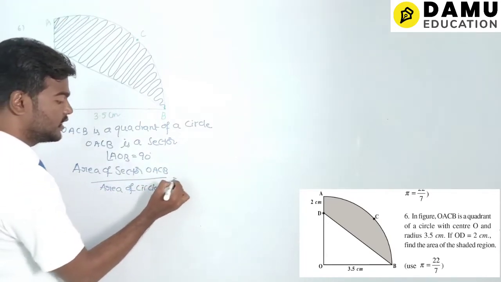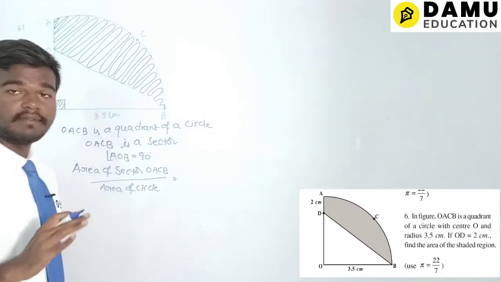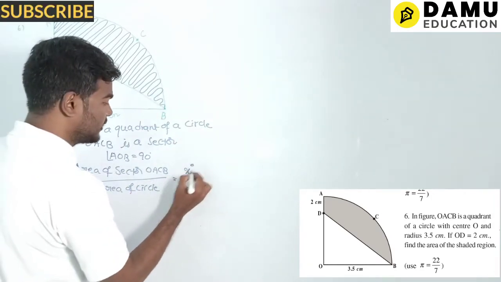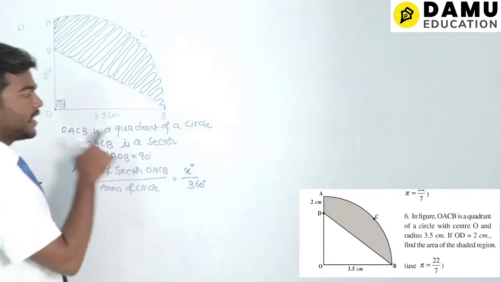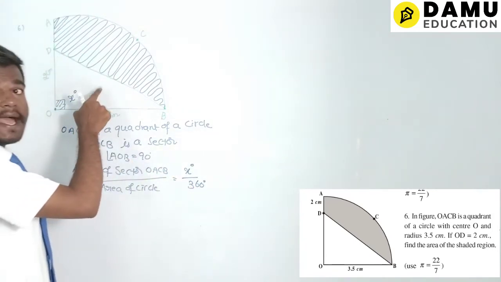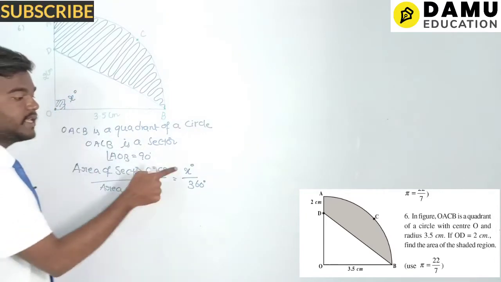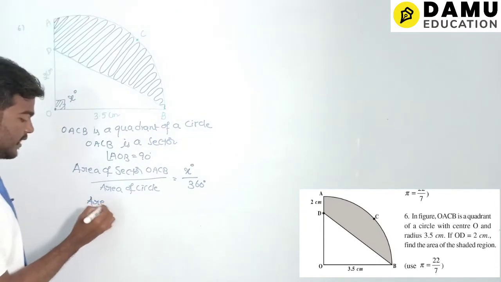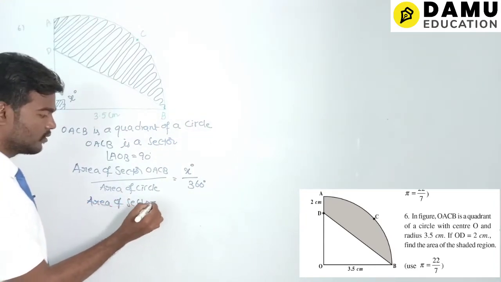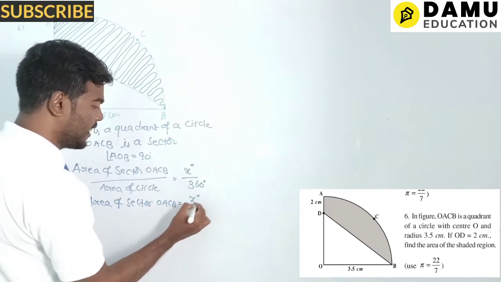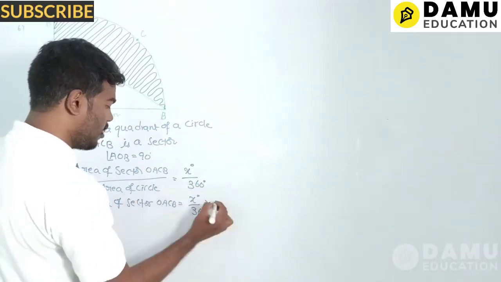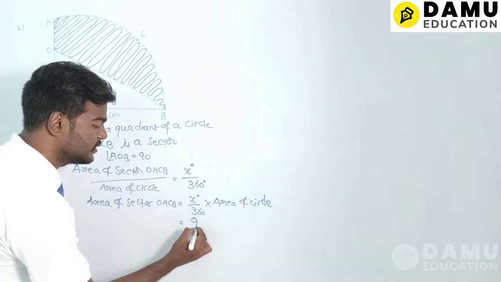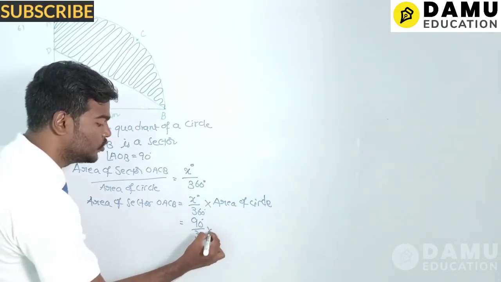If we know any three quantities that are given, we have to take ratios for the fourth one. So area of the sector, that is making angle x degrees, by 360 degrees. The angle the sector makes at the center will be x degrees, and the total circle angle will be equal to 360 degrees. Then let's find the area of sector OACB, which will be equal to x degrees by 360 into the area of circle. So what is the area of circle? x degrees will be 90 degrees by 360 into pi r square.